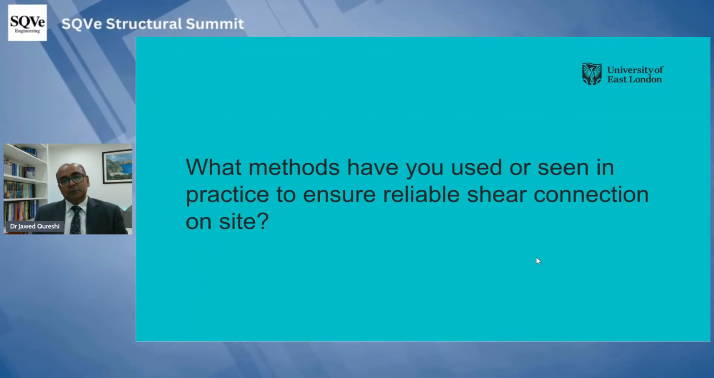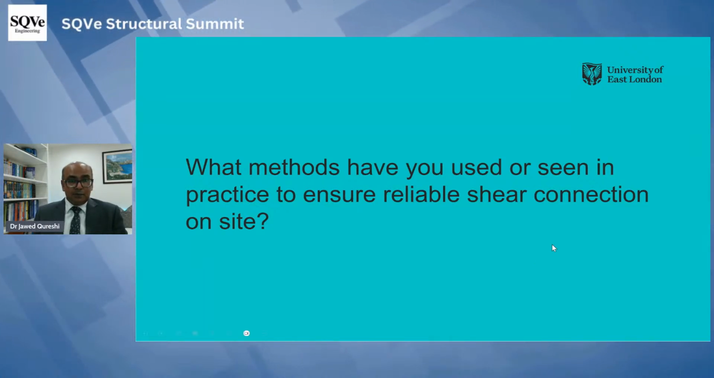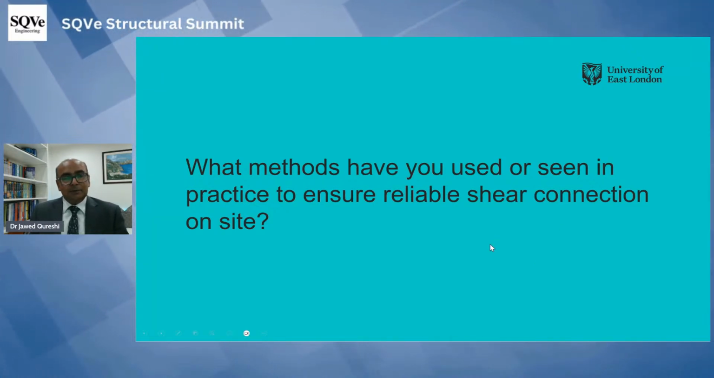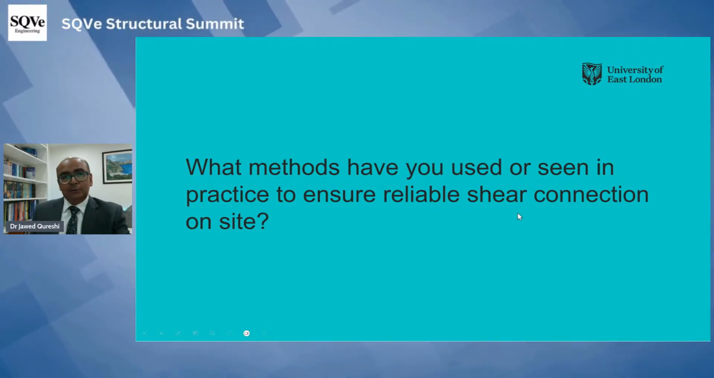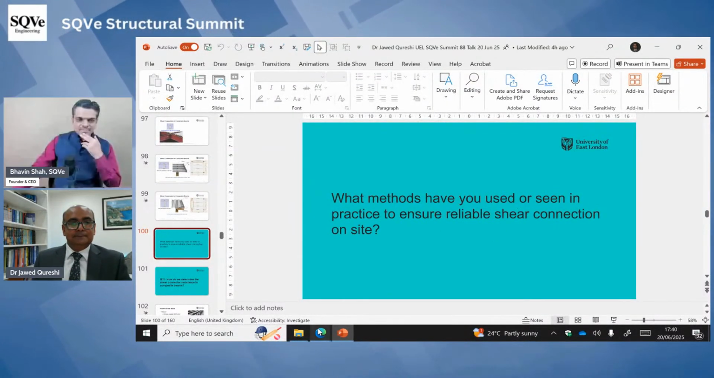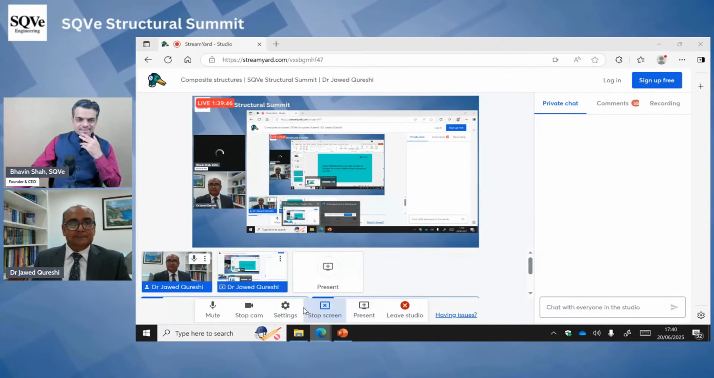That brings me to the question: what methods have you used or seen in practice to ensure reliable shear connection on site? I would be interested to see your views. Put them down in comments.